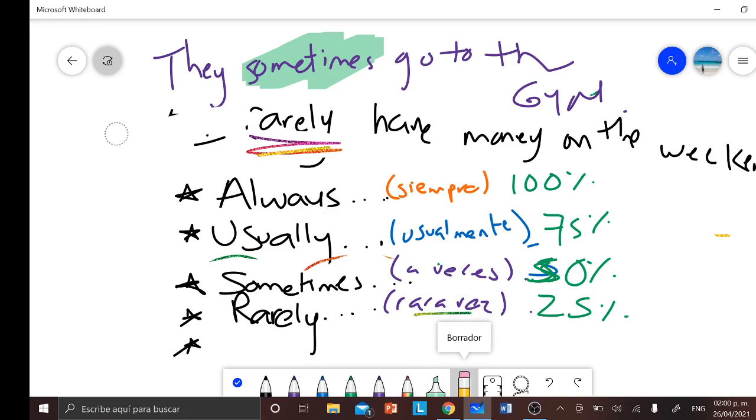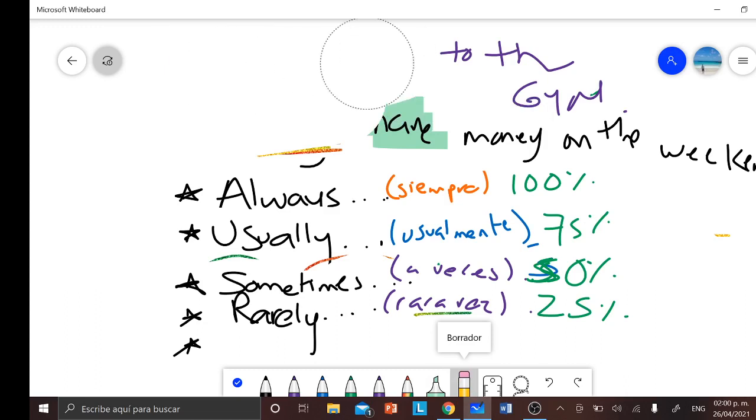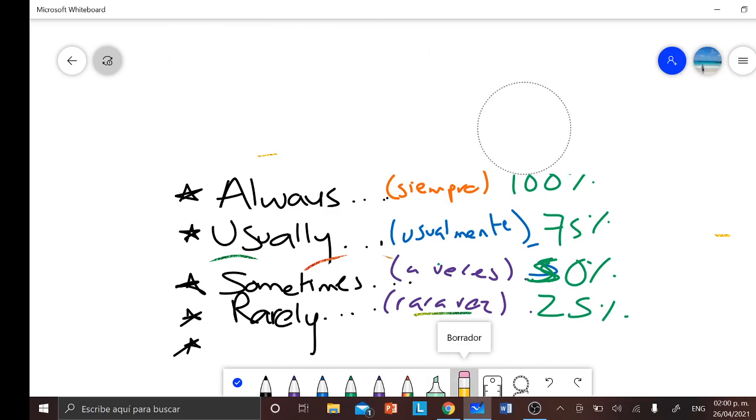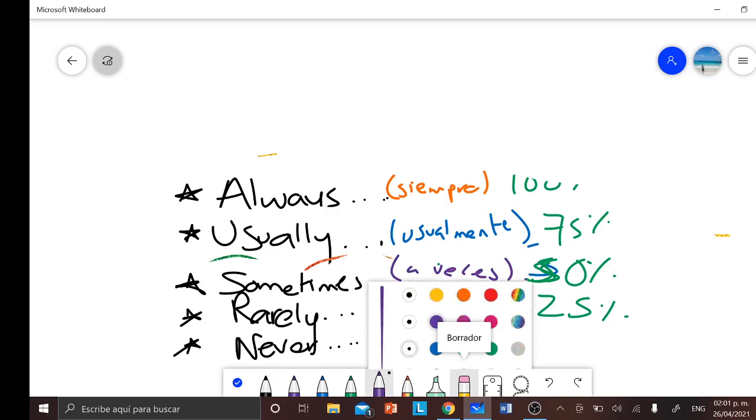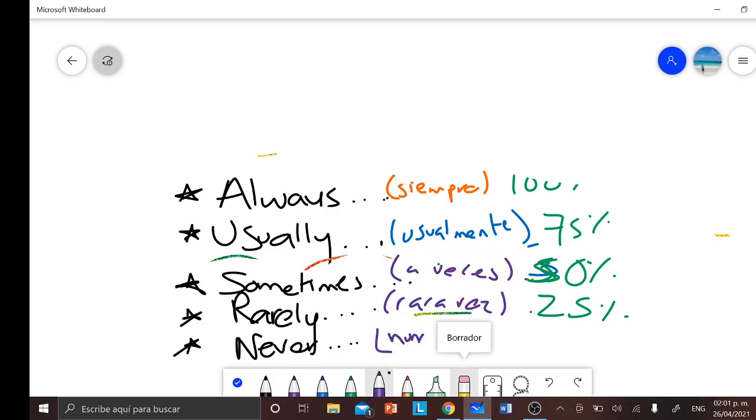Okay? Structure is the same, la estructura es la misma, subject, adverb of frequency, verb, and then all this stuff is a complement. Todo eso de allá es el complement. Okay? Finally, the last adverb of frequency that we have, el último adverbio de frecuencia, is very simple. This one is called never, and this one in Spanish obviously means nunca. Nunca, like this. And obviously, if we would like to give it a percent, this one will be like 0%.